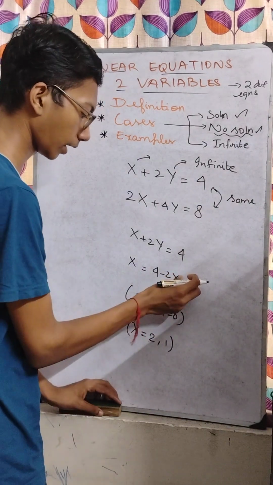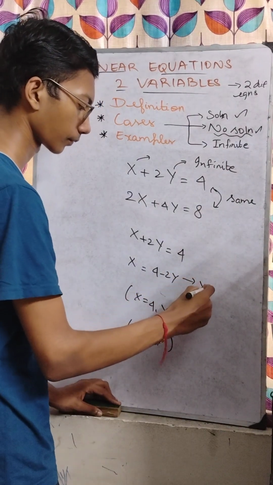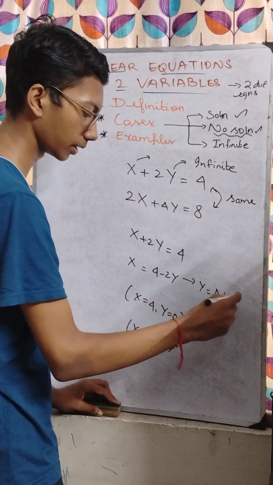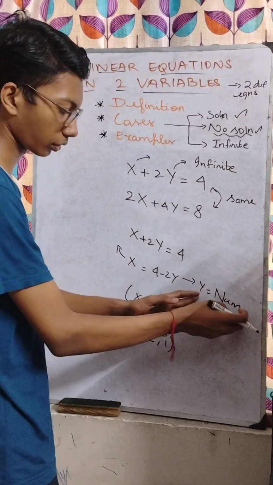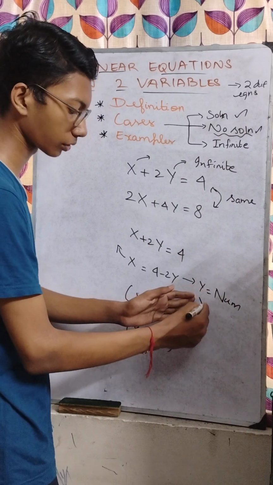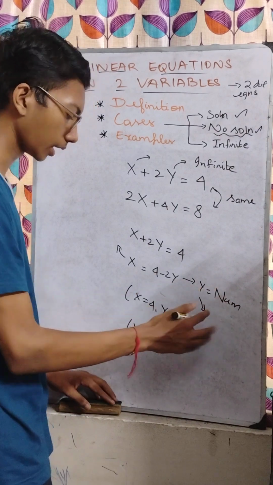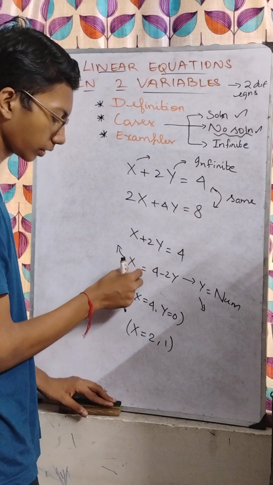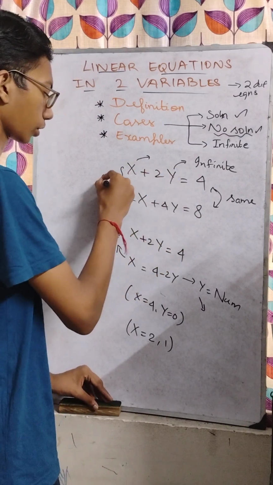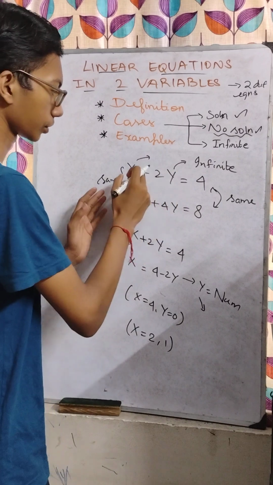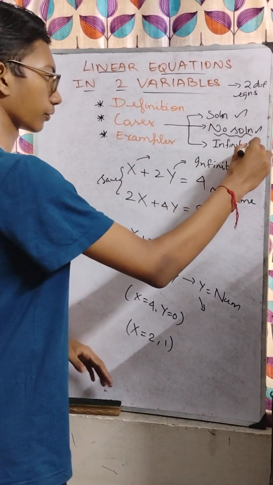As you put any number as the value of y, you will get something for x, which means there are infinitely many values we can put for y, and all those values will have a solution for x. Which means these two equations are the same, which means this equation has an infinite number of solutions.